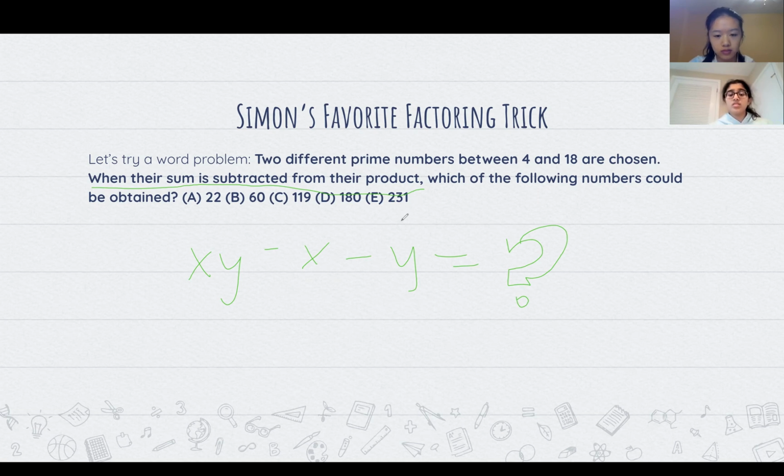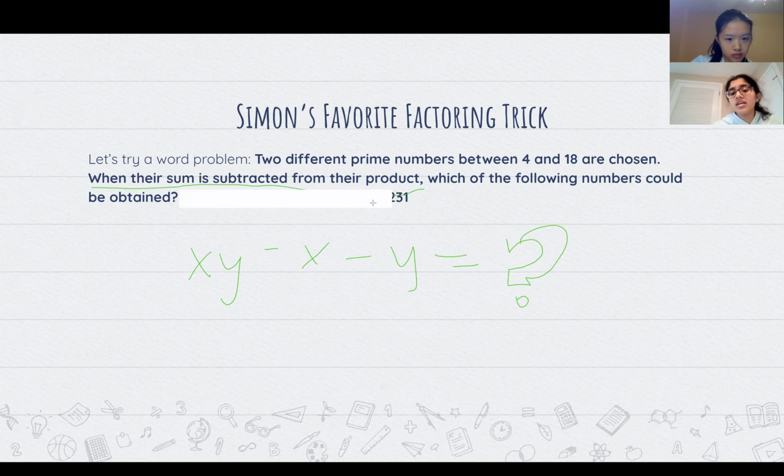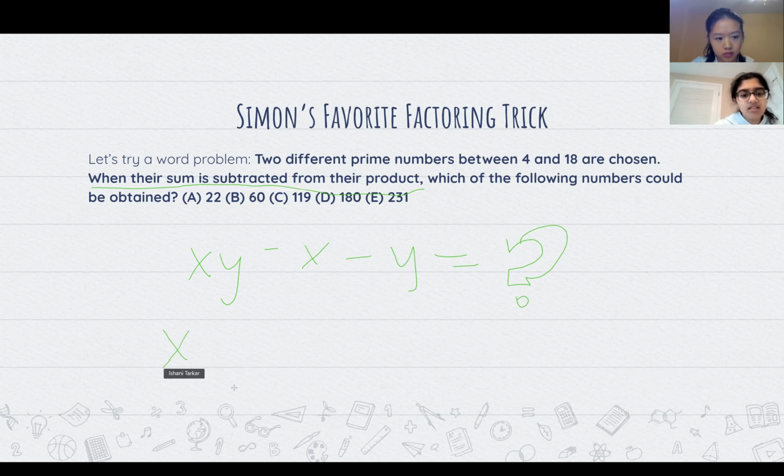And we know that there are two different prime numbers between 4 and 18. However, first things first, let us try to factor this in some way so that we are able to see what the number obtained could be, like what pattern it would follow. So xy minus x, right? So this is just x times y minus 1, right?